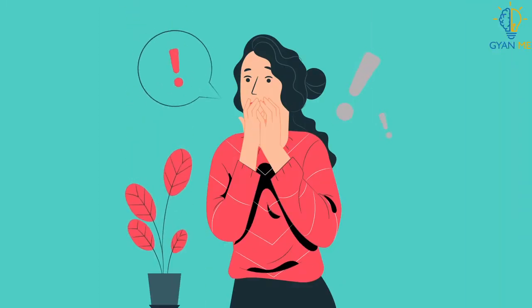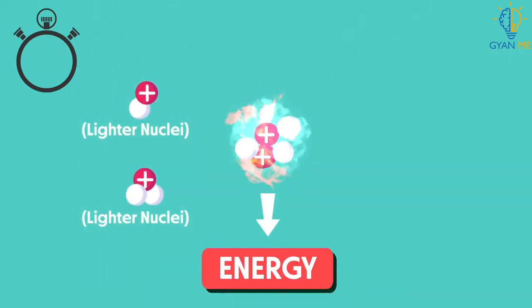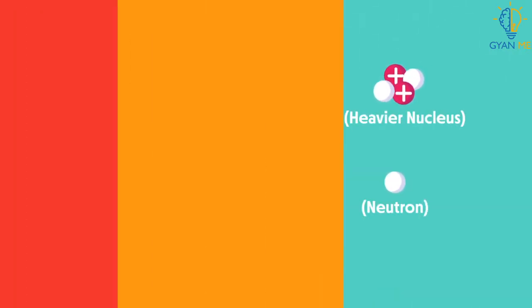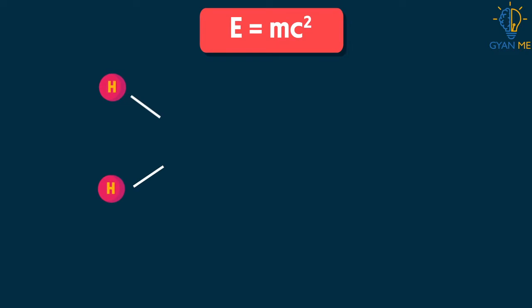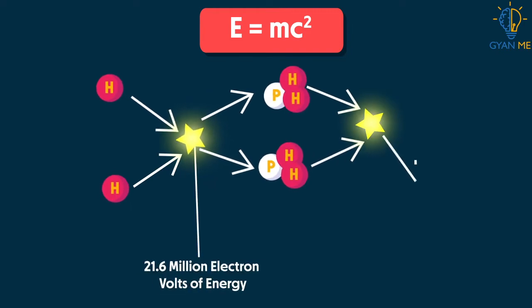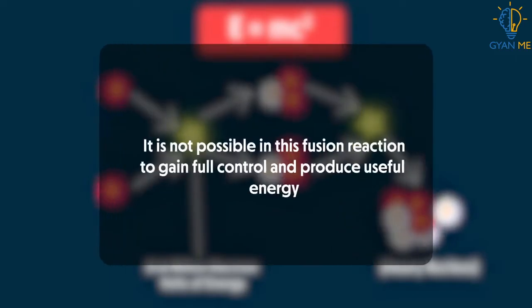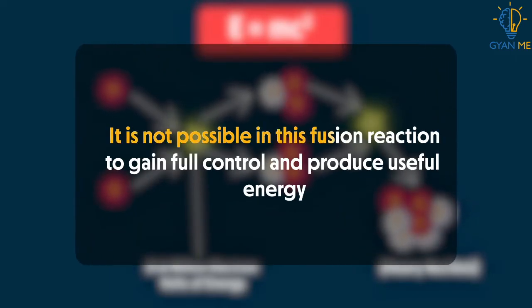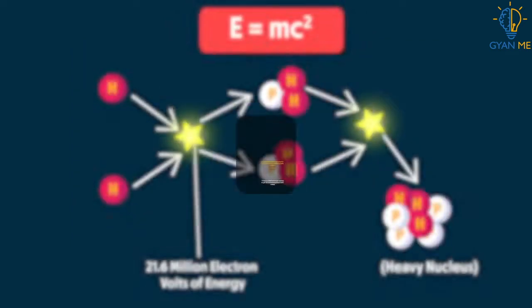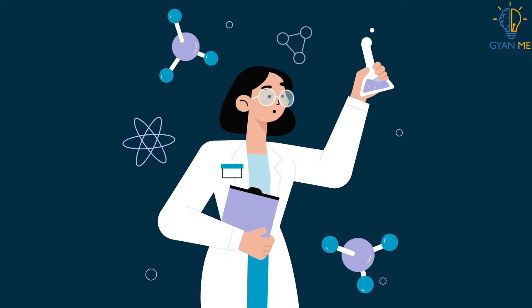Students, you will be surprised to know that this reaction happens in less than a split second. From Einstein's equation, that is E equals mc squared, the nuclear fusion of two hydrogen nuclei generates 21.6 million electron volts of energy. However, it is not yet possible to gain full control of this fusion reaction and produce useful energy. Scientists are still working to achieve full control over the fusion reaction.